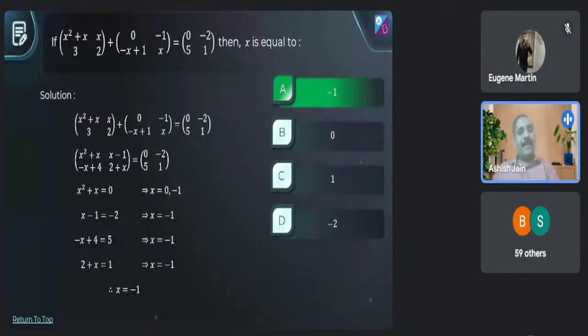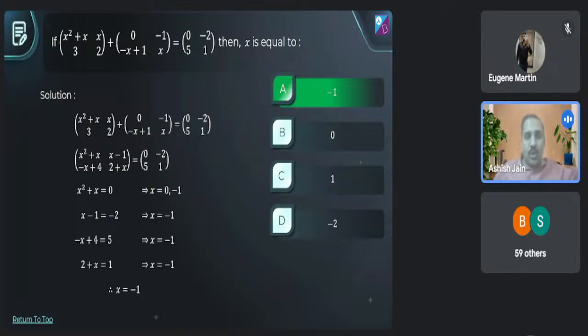So x square plus x is equal to 0. x minus 1 is equal to minus 2. Minus x plus 4 is equal to 5. And 2 plus x is equal to 1. From all these 4 equations, you can solve it and you'll get the value of x. And whatever the value is, it should be the same. So we have minus 1 in all, so we skip x equal to 0. We will say that the value of x is equal to minus 1 here. Is it clear?